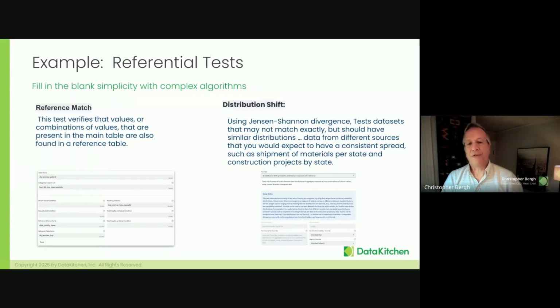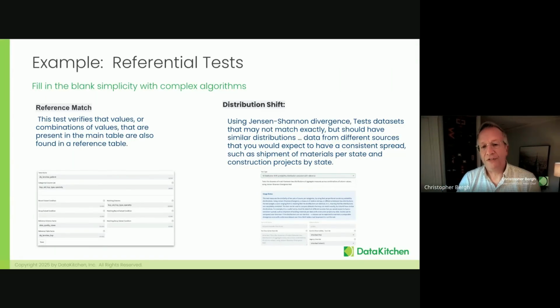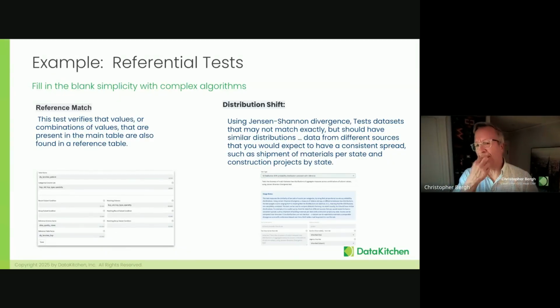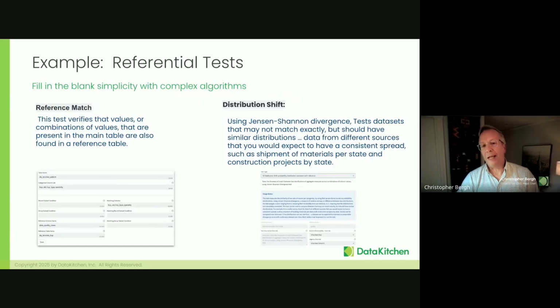And then here's another case of distribution shift using something called Jensen-Shannon divergence. So let's say I've got shipments of materials per state and construction projects per state. Like, I'm shipping a whole bunch to a state, but they don't have a whole lot of construction projects? That doesn't make sense. And so that's a way to catch the shift between those things. And again, is it states and construction materials? That has to do with your domain, but these are quick, template-driven, fill-in-the-blank tests that you can run and then manage.